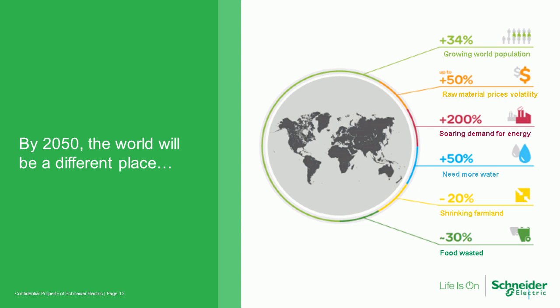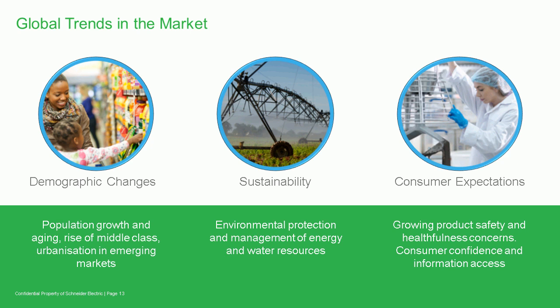Raw material price volatility, so as demand increases, prices and other market forces will come into effect. A 200% increase in demand for energy. Again, similar to water, there are a lot of places in the world today that are energy deficient. As economies mature, people gain more access to power and so use more power. Less land dedicated to farming, and the one that always gets me is the last one, 30% food wasted. So 30% of the food that we produce is actually not used. So that can paint a startling, grim picture.